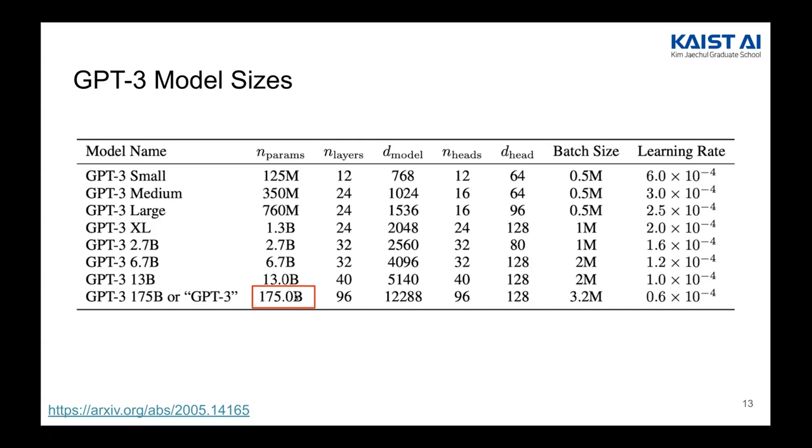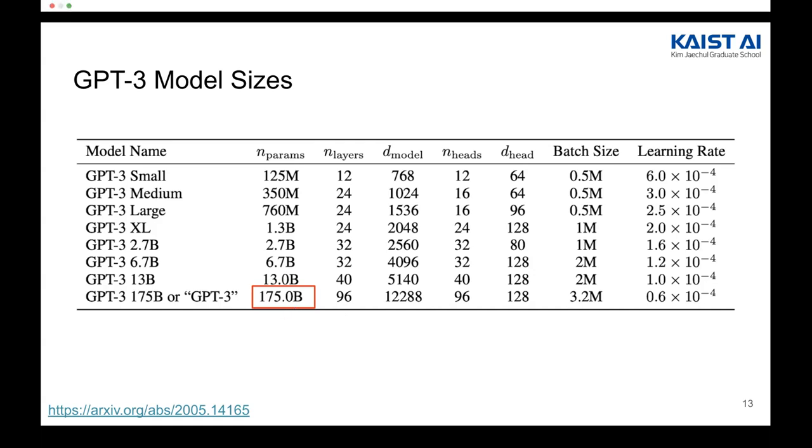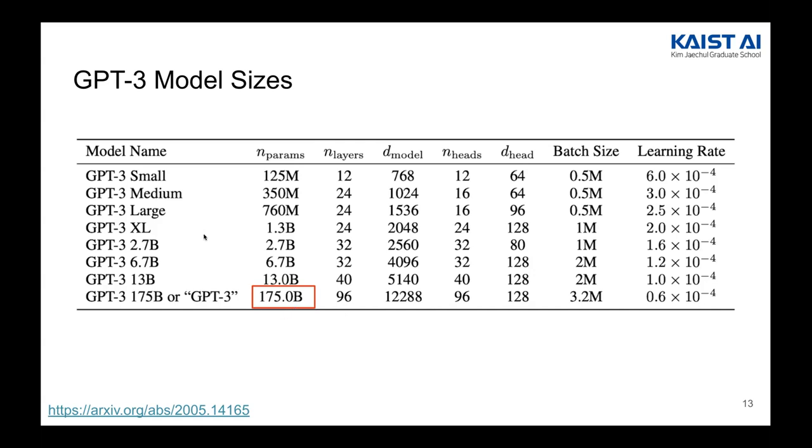And this was the first time that they reached this big size. You see these numbers, and it now goes up to a hidden state size of 12,000. It's very large. The number of layers is 96 and the batch size is 3.2 million. Note that the learning rate decreases as you have a larger model. That's also an important thing to note. It decreases quite linearly.